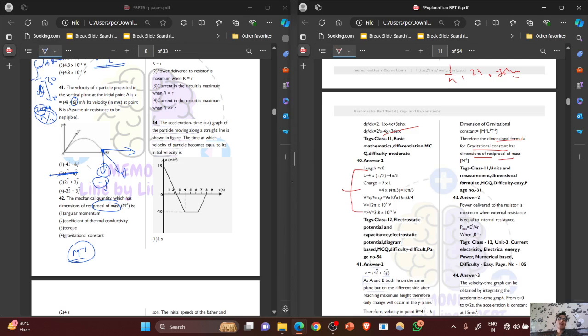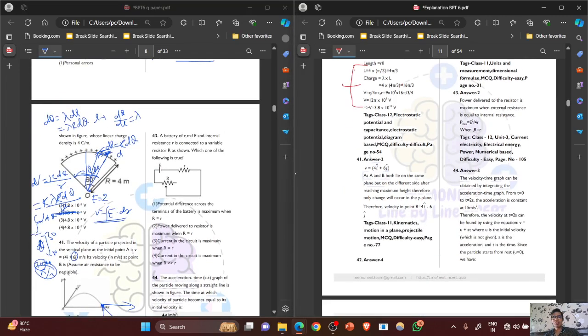Or the question is asking in a different way. It is asking: tell me which of these following contains this M inverse. It should be written in this way. M inverse is only in the gravitational constant, not in others. So it is asking in this way, which of these four contains M inverse?